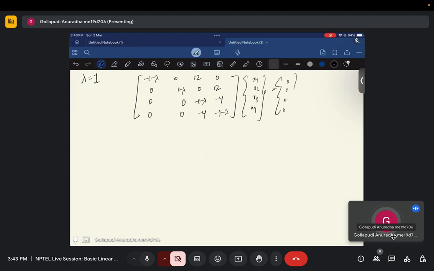So you have to solve this to get the eigenvalue and the eigenvector corresponding to eigenvalue 1. If you put 1, then you are going to get the matrix with rows minus 2, 0, 12, 0; 0, 1, 0, 0 is going to be 12; and 0, 0, minus 2, minus 4, 0, 0, minus 4, and minus 2. So yeah, if we know all these things already, let's solve it.